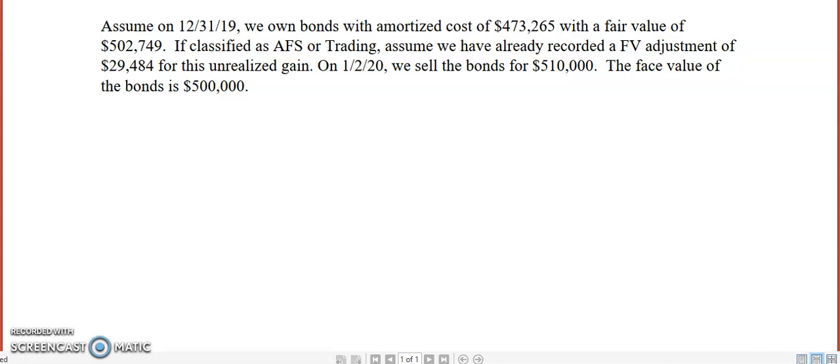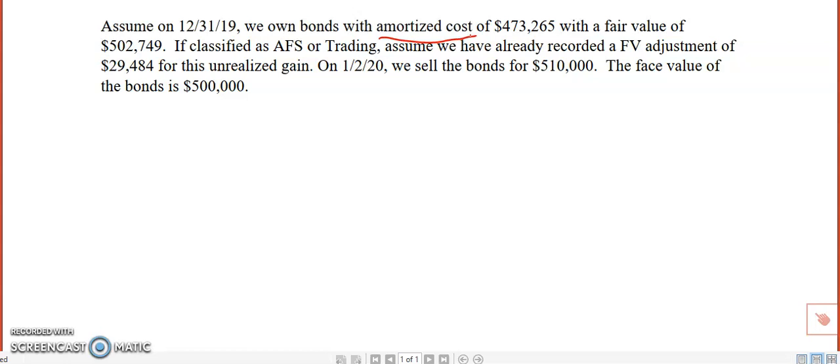Okay, so let's see what we got here. We got a company that owns some bonds. Remember, amortized cost is the value in the amortization table, the far right-hand column. The fair value is 502. The amortized cost is that 473 number. And it says if classified as available for sale or trading. I'm also going to do held to maturity just to have all three of them in one video together.